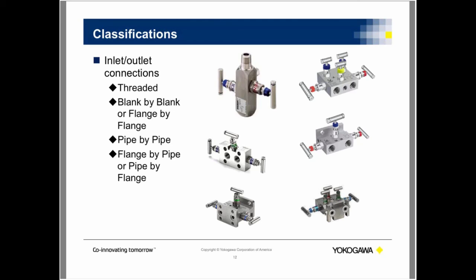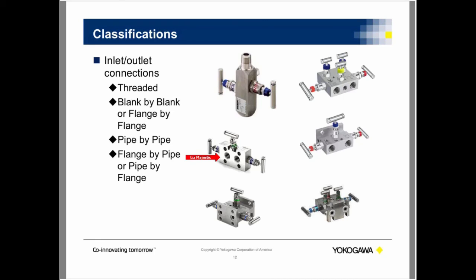You have your threaded connection right here, which is for your inline transmitters. It's usually an NPT by NPT. You can get other threads, but that's the most common one to get with that transmitter, or with that manifold. We'll also be talking about this specific manifold in the next few slides. So next we'll jump to the blank by blank.